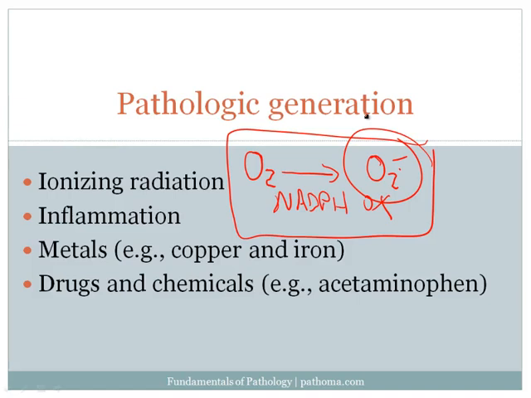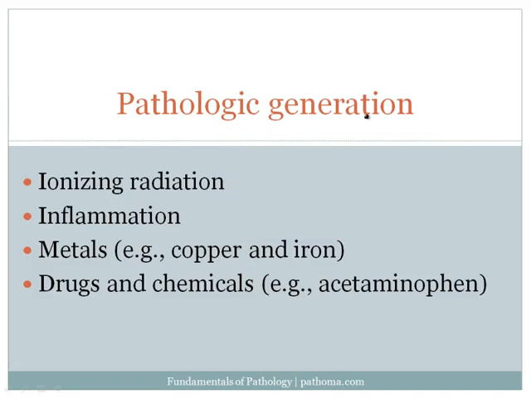A third pathologic mechanism by which free radicals can form is by interaction with metals, for example, copper and iron. And this actually becomes very high yield as well. The reason we have to be familiar with this is because, well, why don't we take a step back? First of all, let's remind ourselves from biochemistry that, generally speaking, copper and iron, whenever present in the body, are usually bound.